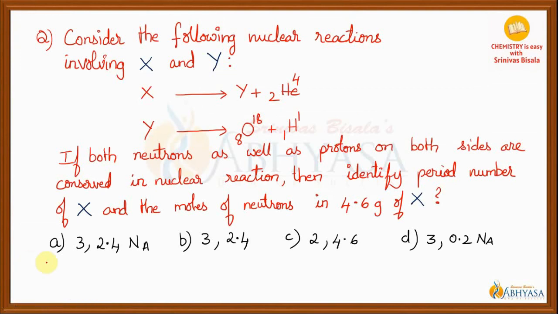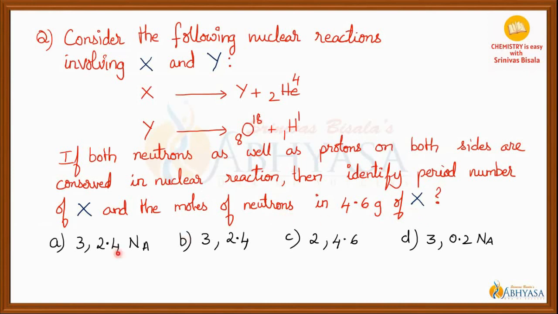Here is the question. Consider the following nuclear reactions involving X and Y. X is converted into Y plus 2He4, and in the second step Y gives rise to 8O18 plus 1H1. It's given that both neutrons as well as protons on both sides are conserved in this nuclear reaction. Then identify the period number of X and the moles of neutrons in 4.6 grams of X.